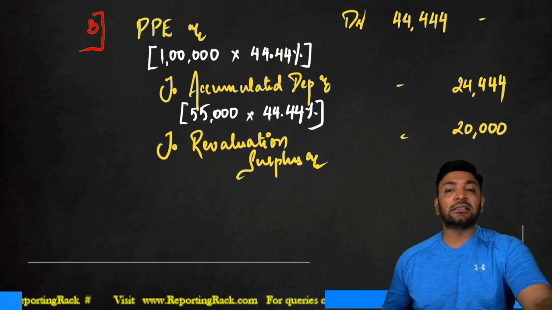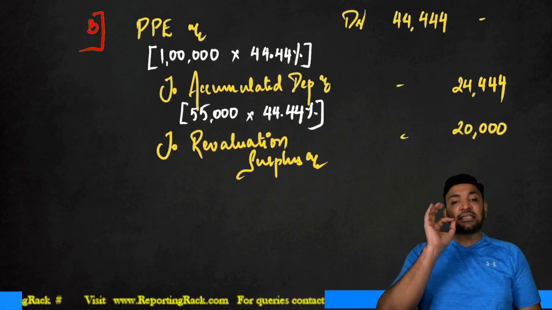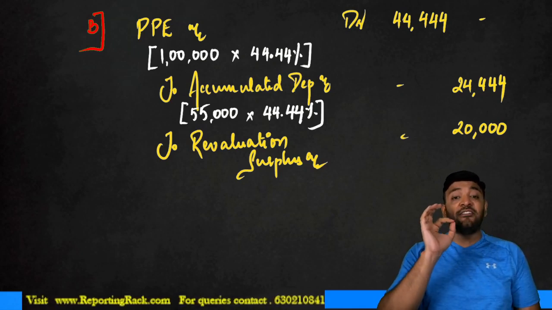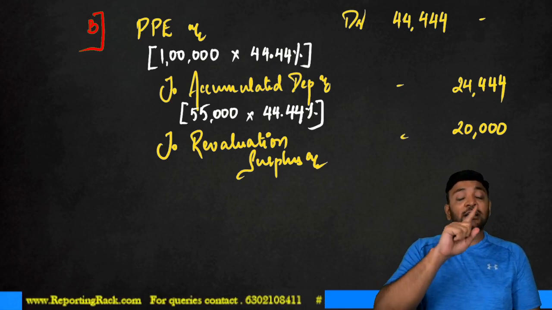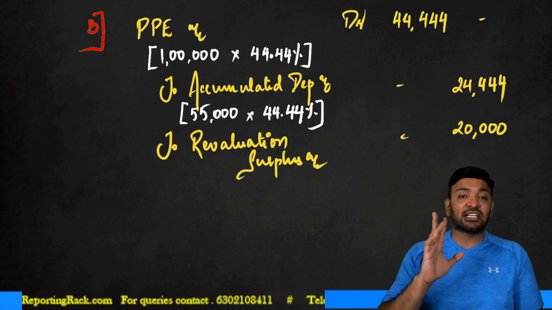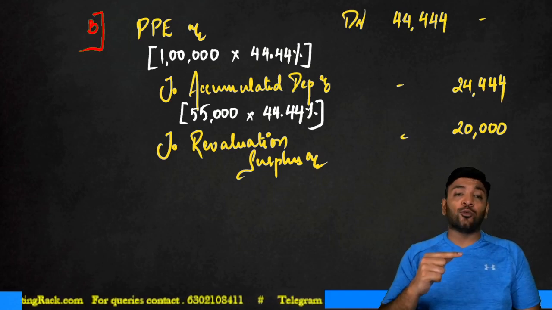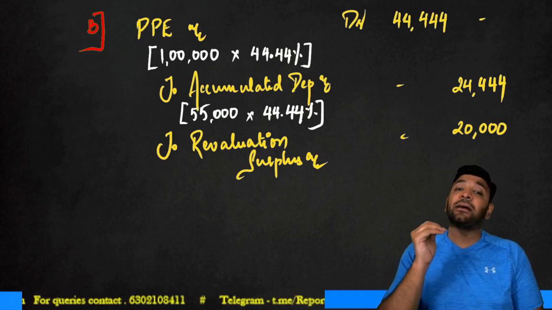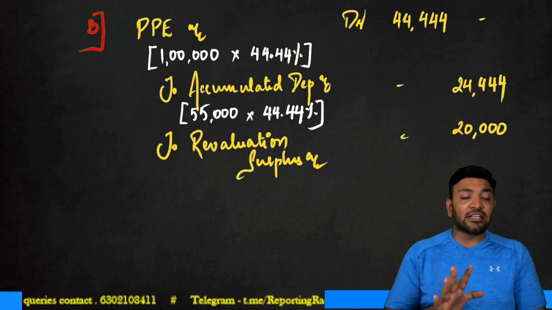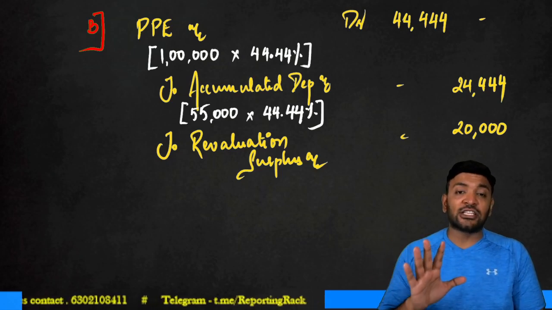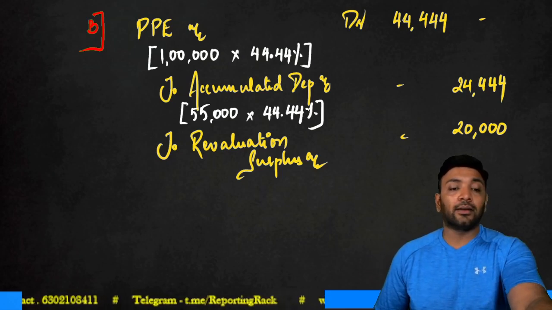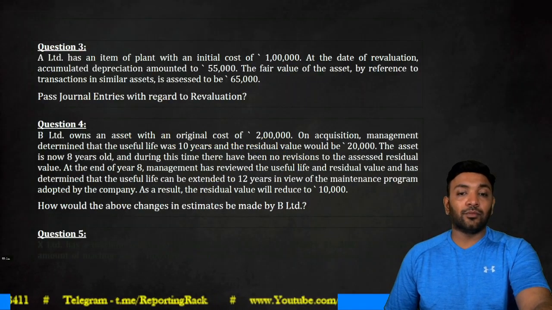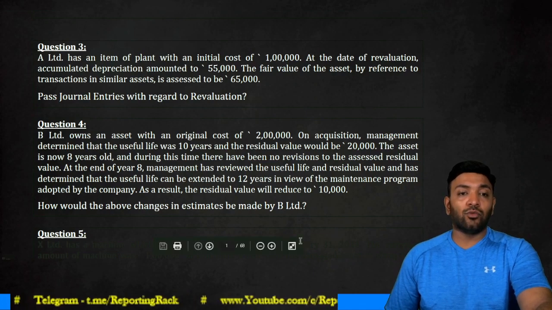Ultimately, there is no difference. Your transaction will result in the same amount of revaluation surplus. Both the options, the only difference is the way in which you record the entry. In the first one, I've cancelled the accumulated depreciation. Second one, I'm continuing the accumulated depreciation by increasing the asset value and the depreciation by the same percentage. Either way you record, ultimately your answer will still remain the same. Clear? Moving to question number 4 then.